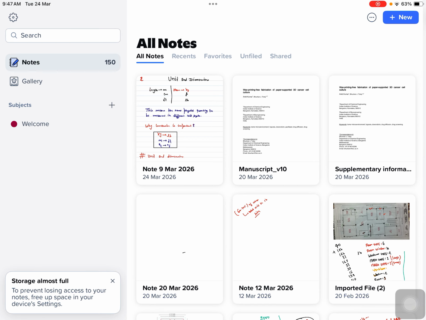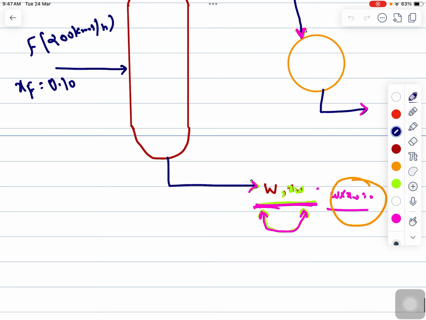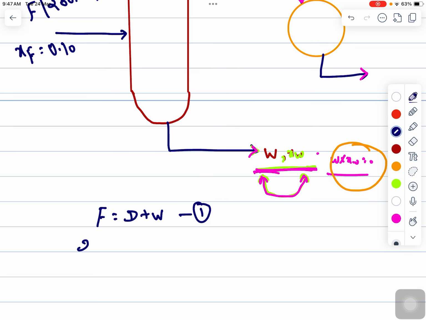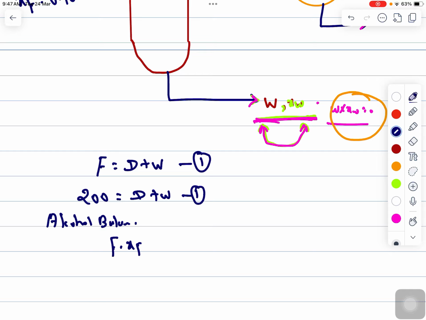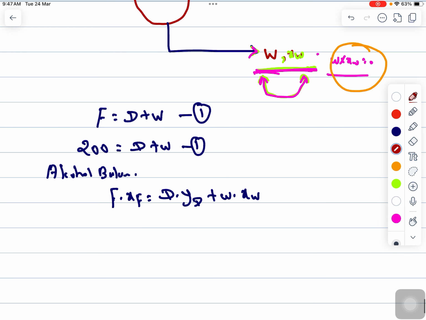So when we talk about the overall balance, we can write an equation: f equals d plus w. This is equation first. Your feed flow rate is given as 200, that is equal to d plus w. Now if we perform the alcohol balance, we can say f into xf equals d into yd plus w into xw. Basically our main goal is to calculate w into xw.